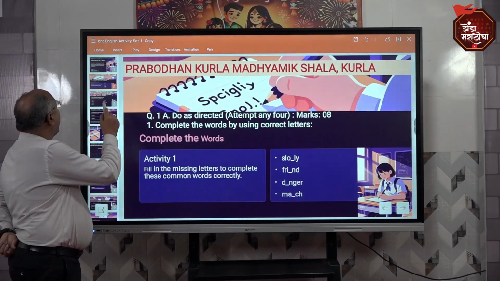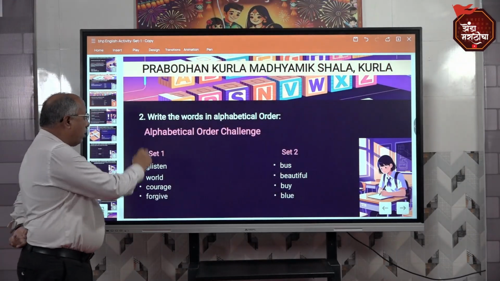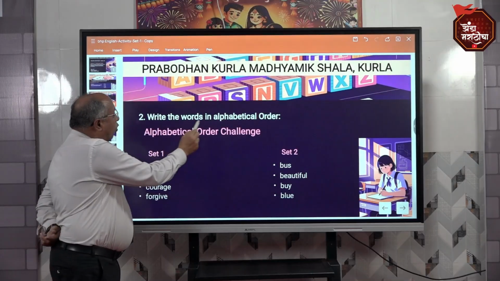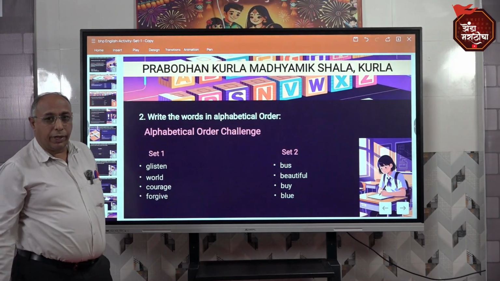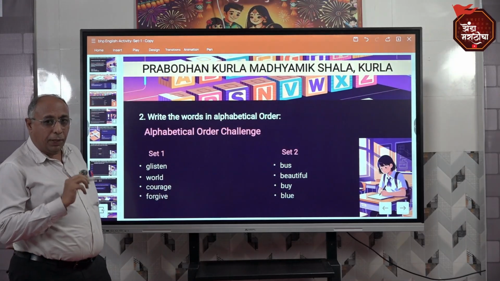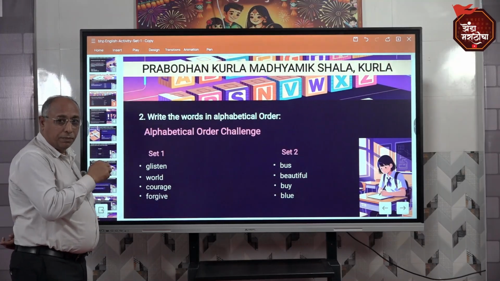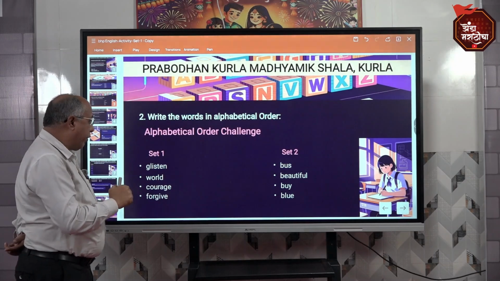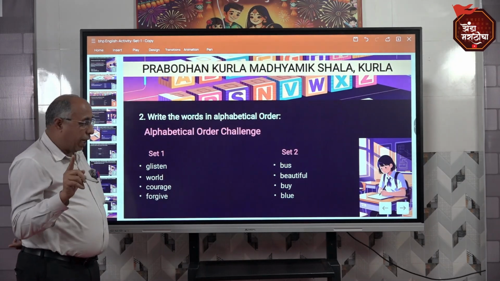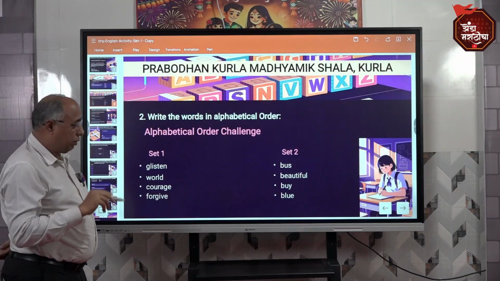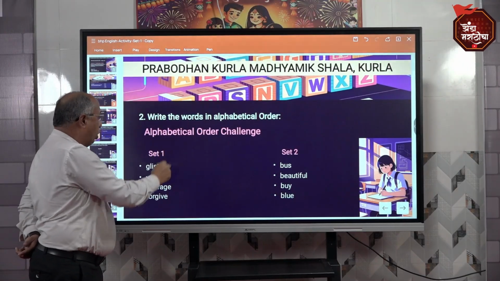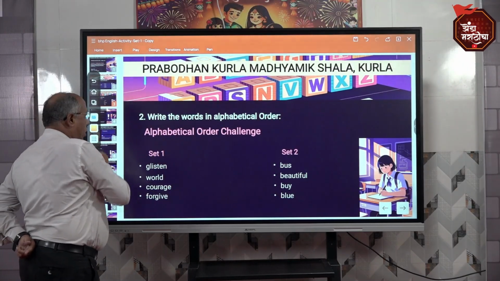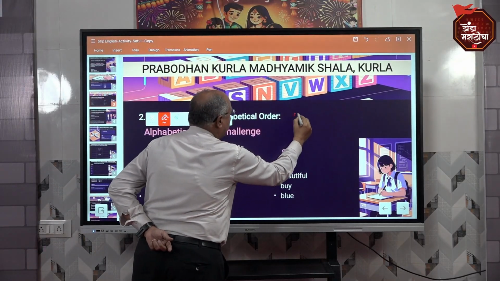The next activity is activity number 2. Write the words in alphabetical order. This is a very simple activity. How it is simple, but not so simple. 2 sets will be asked in this activity. Set number 1 will carry 1 mark and set number 2 will carry 1 mark. In this way, this activity will also carry 2 marks.